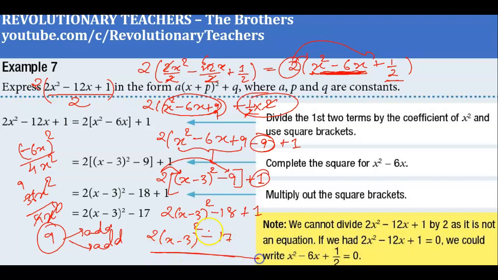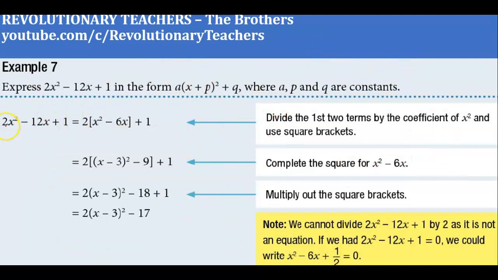Okay children. So what is your A now? A is 2. What is your P over here? P is minus 3. And what is your Q over here? Q is minus 17. Okay children, hope this is clear. You understood?